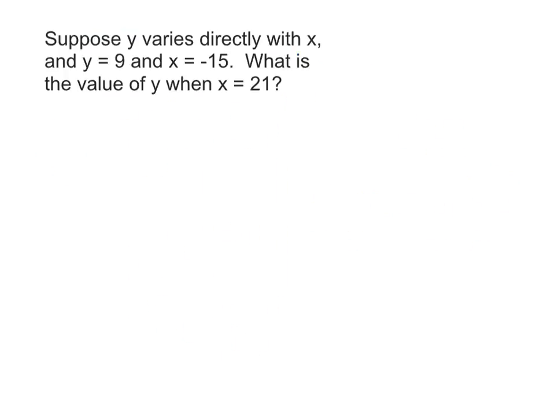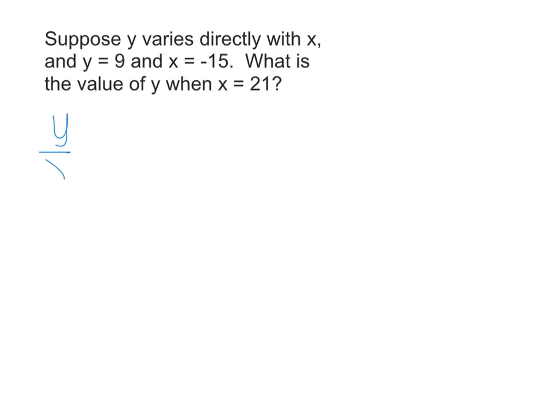So now we're going to write some direct variations given the fact that we have a direct variation. So it says, suppose y varies directly with x, and y equals 9 and x equals negative 15. What is the value of y when x equals 21? So what's happening here is we have a relationship between x and y for every value of x and y, and we're looking for the ratio to start with, and that's k.